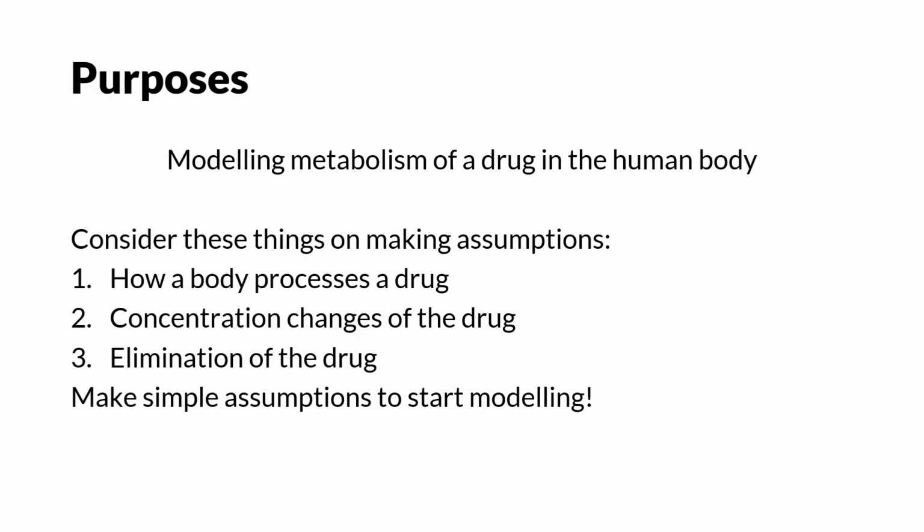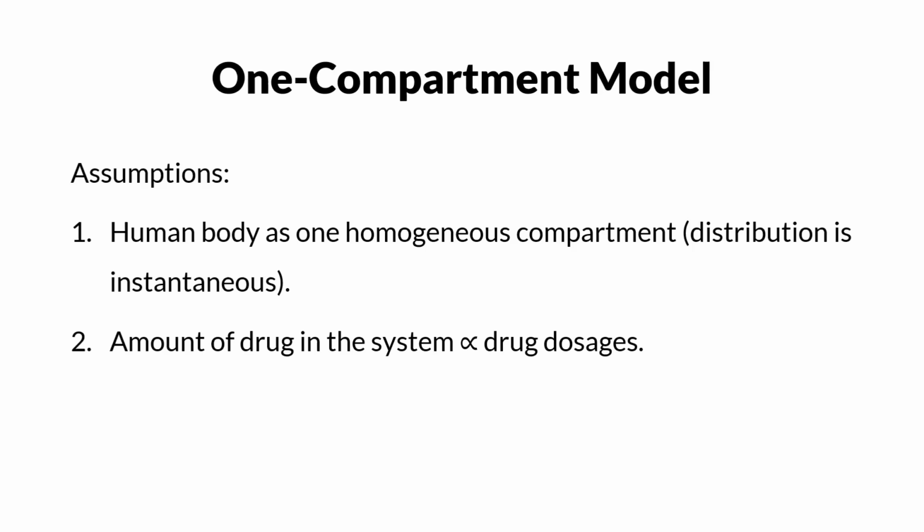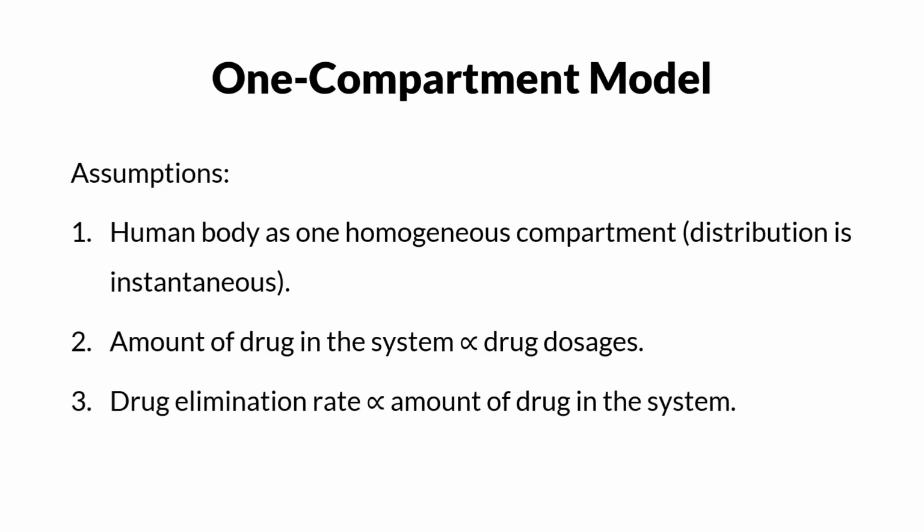For a starter, we want to keep things as simple as possible while evaluating the results. So we keep it simple by defining strict and general assumptions for the model. We call this model the one-compartment model, and its assumptions are: first, the human body is one homogeneous compartment, so the distribution is instantaneous; second, the amount of drug in the system is proportional to drug dosages; and third, the drug elimination rate is proportional to the amount of drug in the system.